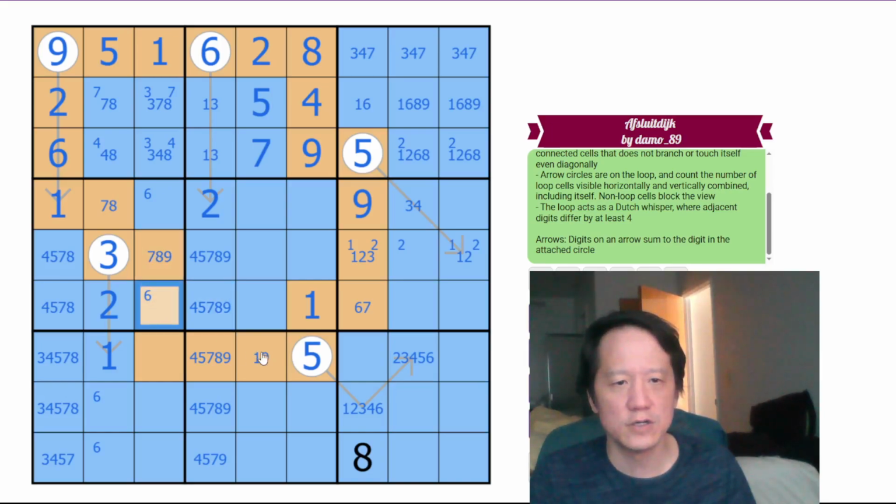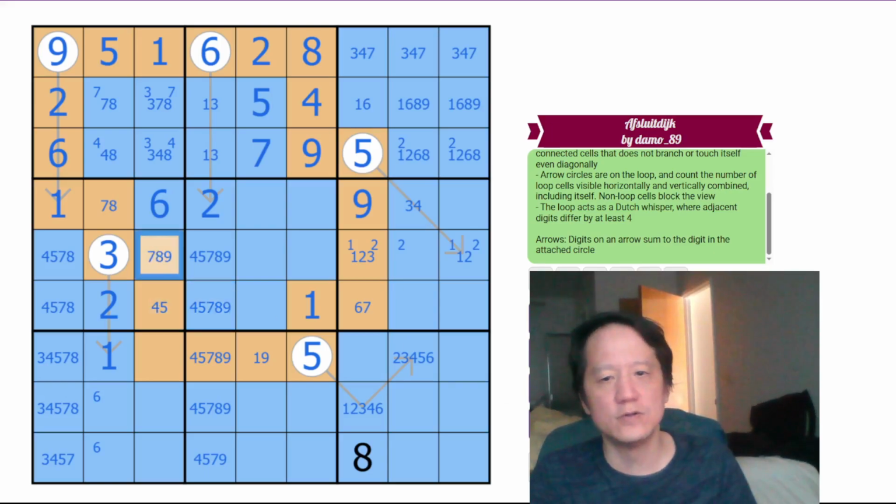It goes down here. So this cannot be 6 because 6 is not 4 or more away from 7, 8, or 9. So this must be 4 or 5 remaining. This is 4 or 5. That leaves this as the 6. 4 or 5 is only 4 away from 8 or 9.